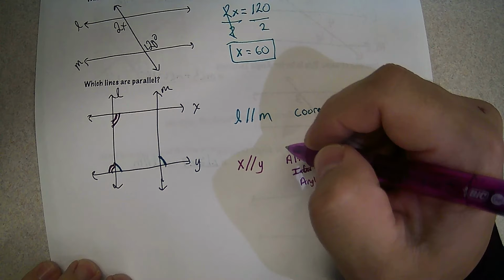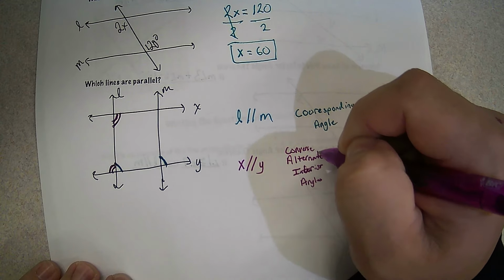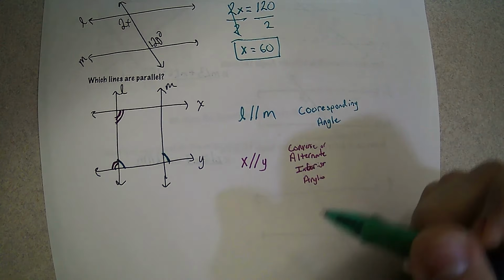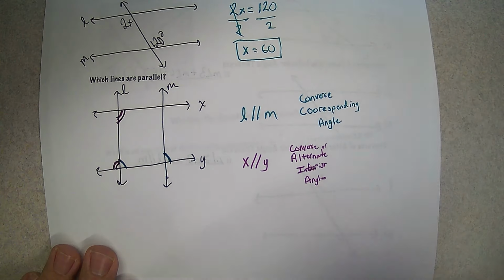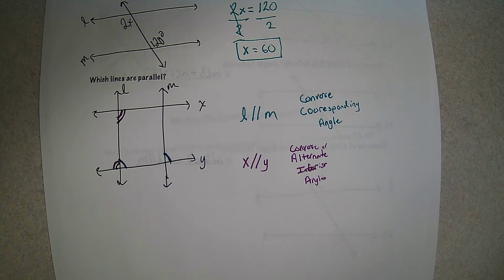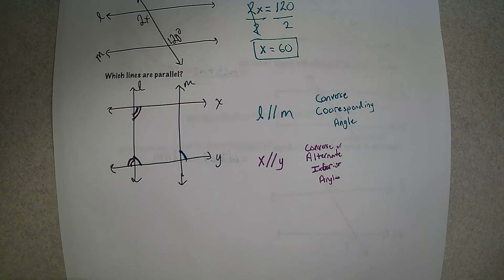And now we're actually looking at the converse of all of these. I should write that with those. That's what's telling us that those two things are parallel: that L and M are parallel, and X and Y are parallel. All right, and that concludes what we're going to talk about with proving lines parallel.